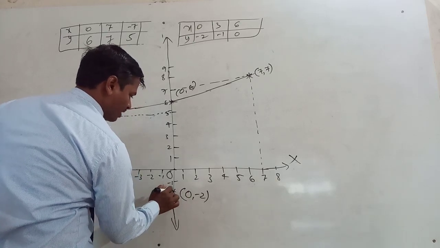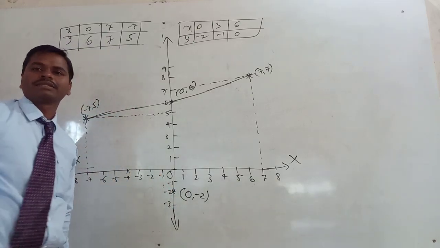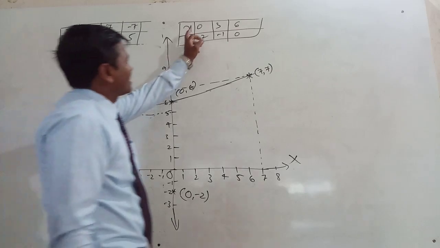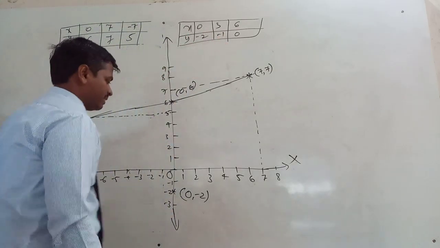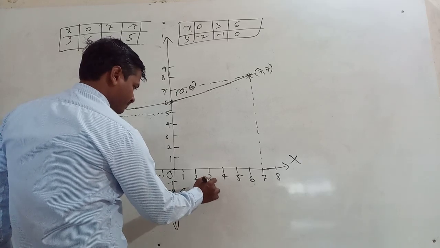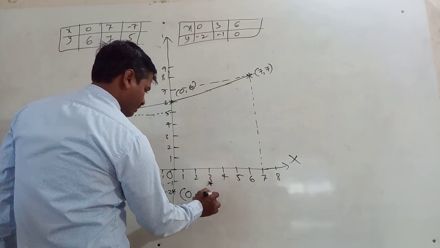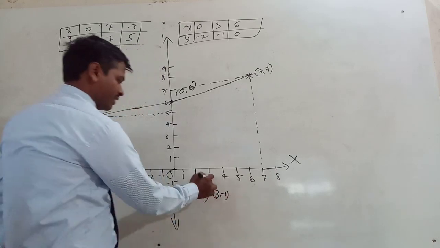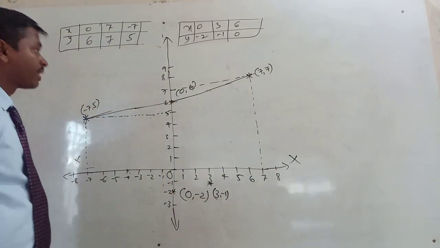The point is here on the y-axis. Now, what is the next one? X is 3, y is minus 1. X is 3 is here. Y minus 1 is here. Okay? 3, minus 1. The point is here.